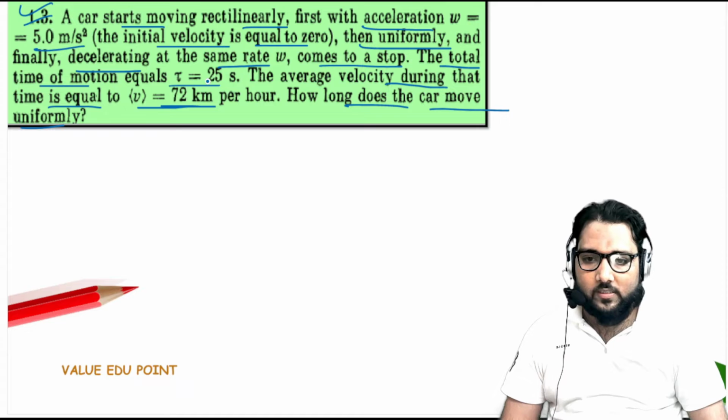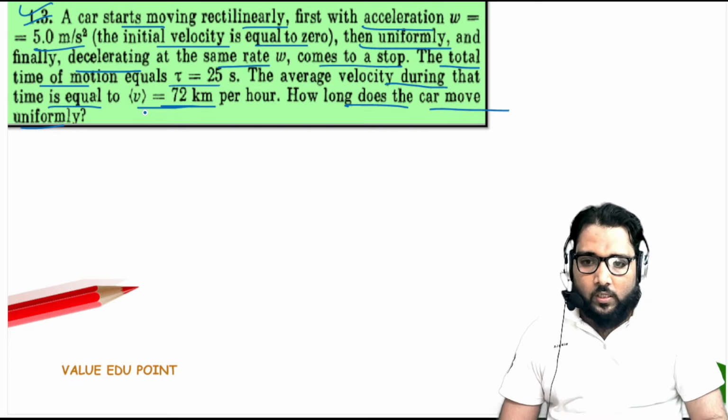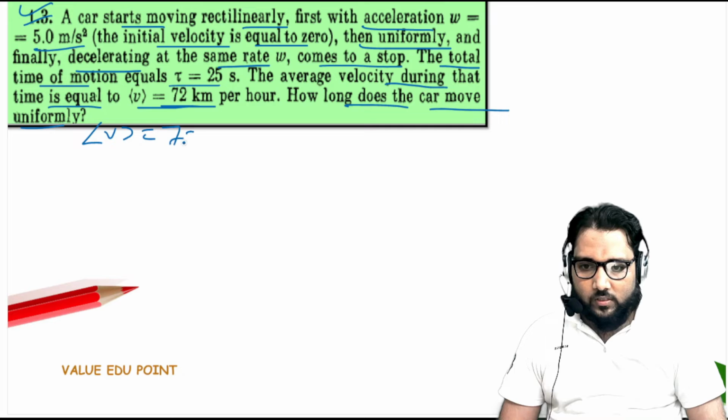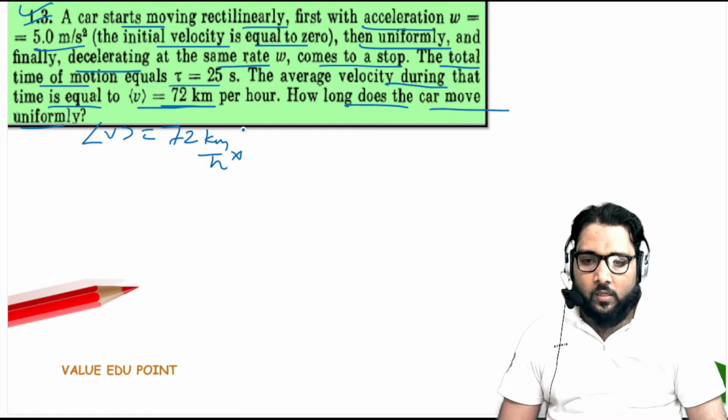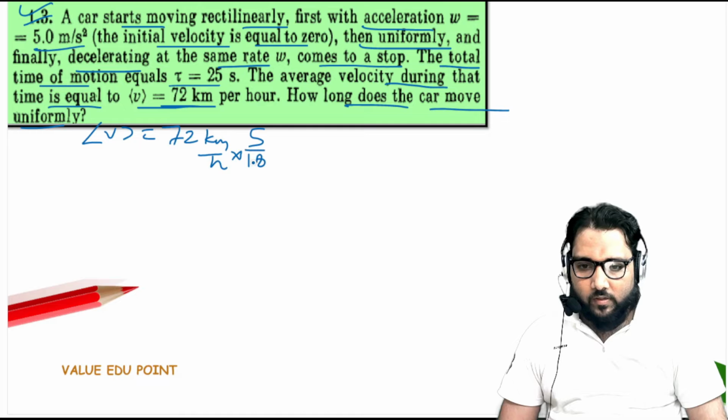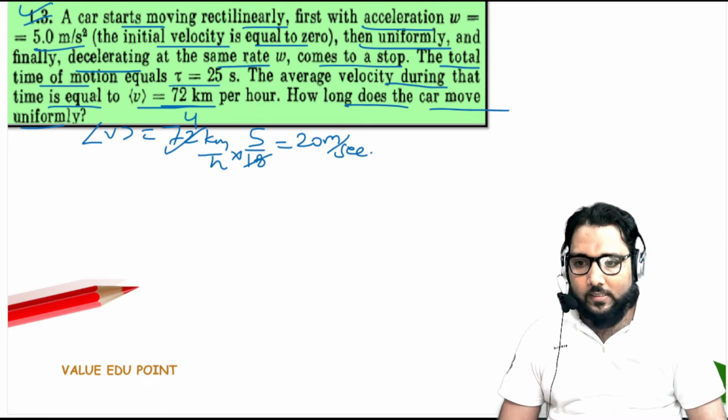So look at this, guys, how we approach this question. First of all, we convert this data, the average velocity 72 kilometer per hour. We will convert this value into meter per second, that is, we multiply by 5 upon 18. This comes to 4 times 5, that is 20 meter per second. This is our average velocity. Is it okay, guys?